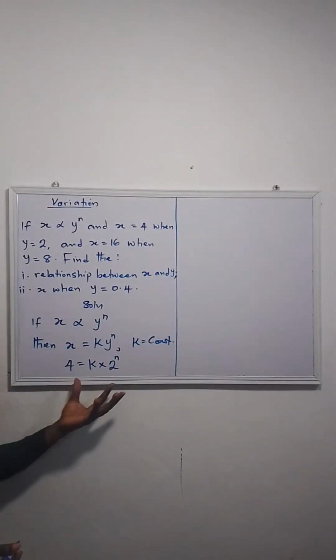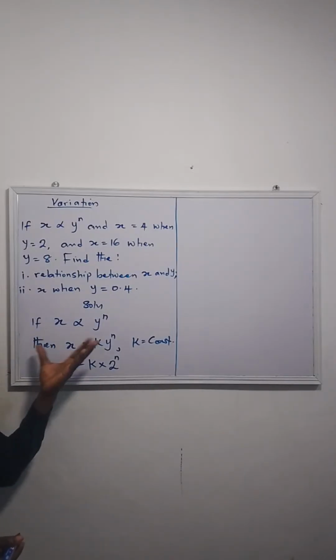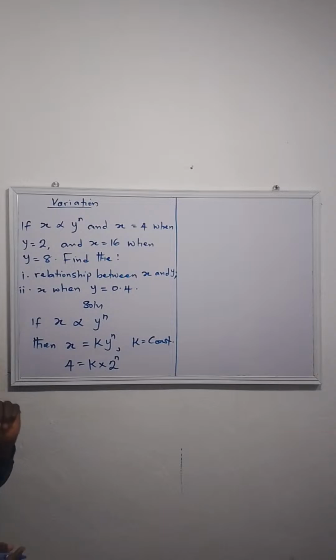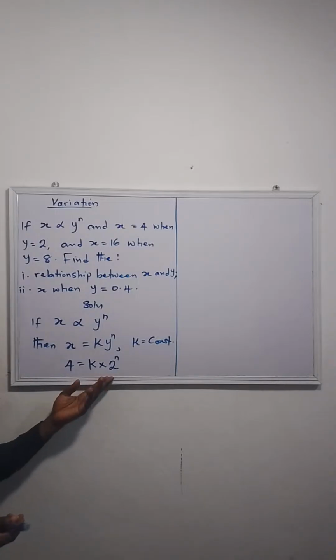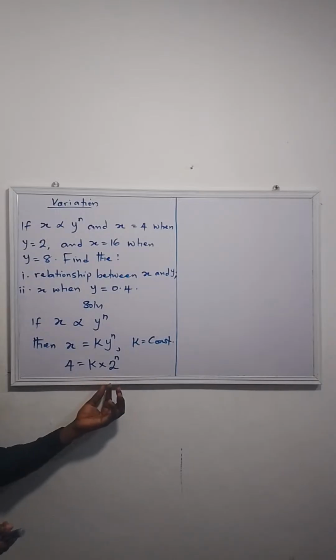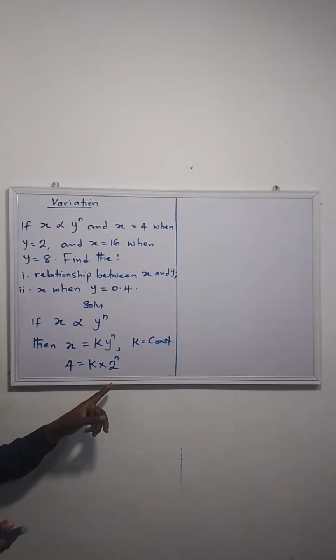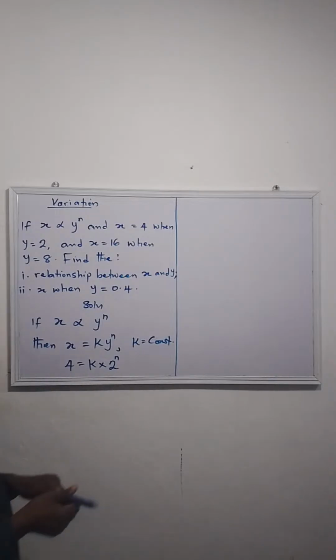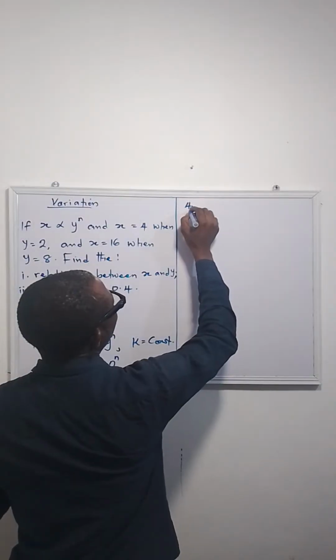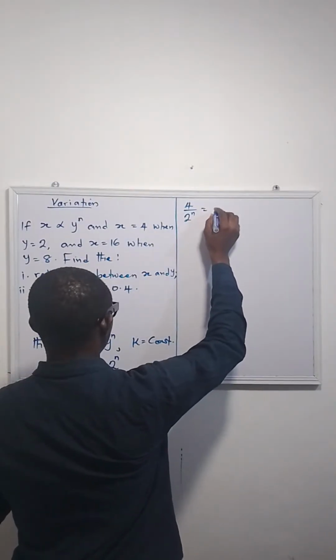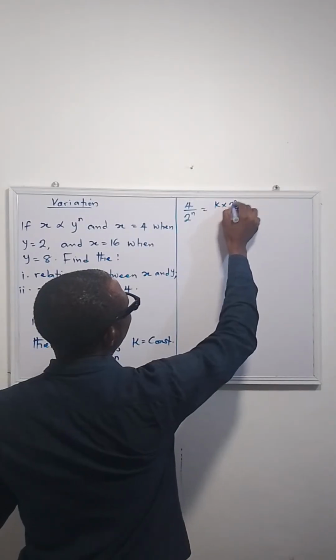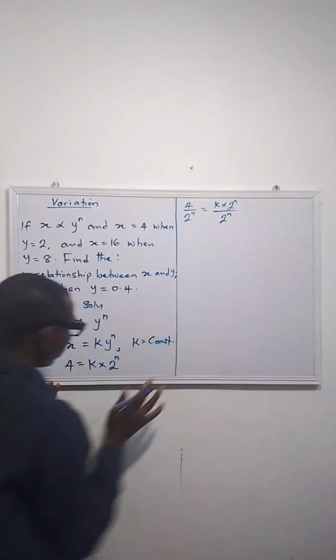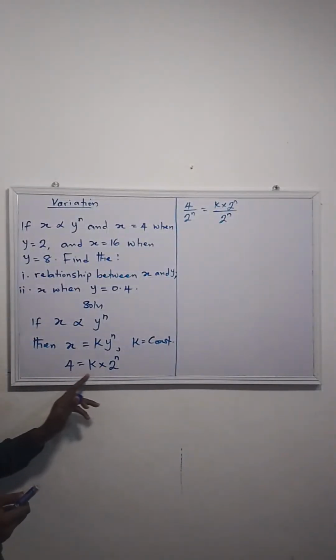All right, so now the first thing we do when you have this type of equation is to find the proportionality constant, and that is what we want to do now. We want to find the value of k here. All right, so what do we do from here? We divide both sides by the coefficient of k, and that is what? 2 raised to the power of n. Now let's do that. So you have 4 over 2 raised to the power of n equals to k times 2 raised to the power of n over 2 raised to the power of n. So you can see what we did to both sides now. So we divided both sides by 2 raised to the power of n.